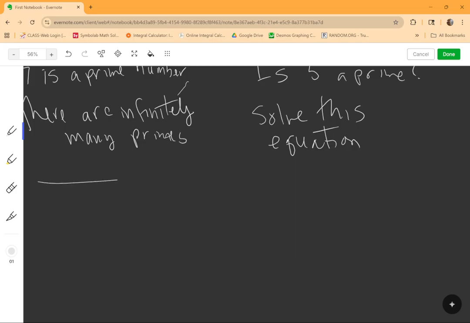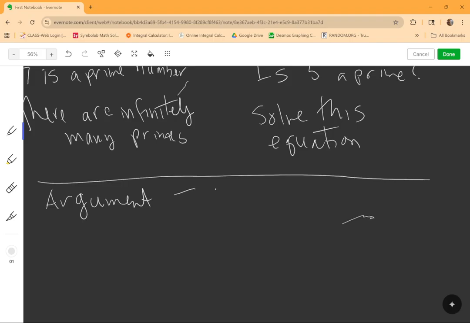Here, what we're going to build towards is having an argument. Now, we don't mean getting into an argument with a person. Mathematically, an argument is simply what we call a sequence of statements, each of which is either true or false.